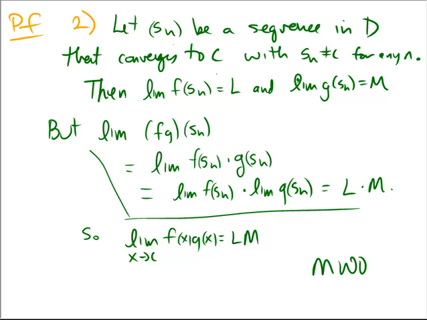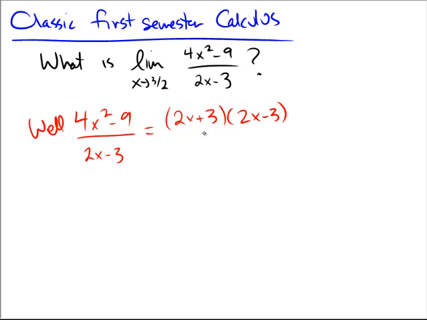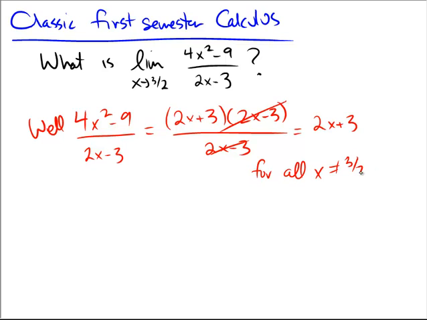Okay, so what's our classic first semester calculus problem that we've seen a billion times? Well, in first semester calculus, what is the limit of this quotient, (4x squared minus 9) over (2x minus 3)? Notice you can't do a quotient rule technically right off the bat because the denominator would be 0 if I plugged in x equals 3 halves. But (4x squared minus 9) over (2x minus 3) is certainly equal to (2x plus 3)(2x minus 3) over (2x minus 3), which is equal to 2x plus 3 for all x not equal to 3 halves. The only one that messes it up is 3 halves.